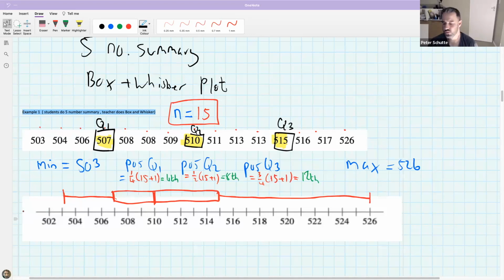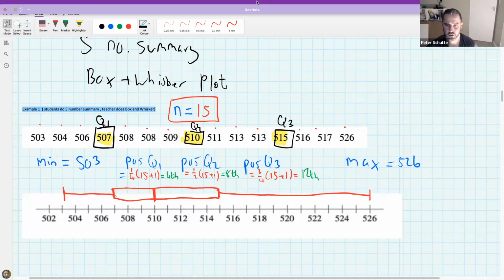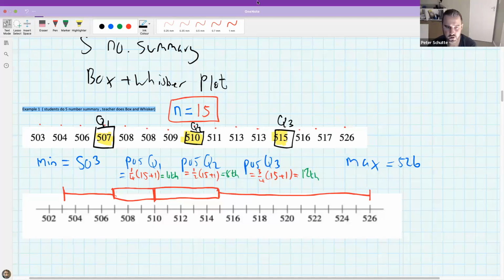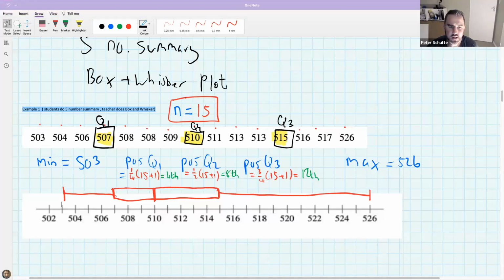Okay, so I've drawn my box and whisker plot, and I want to ask you, if you feel comfortable and you were able to draw this, let me know in the chat with a thumbs up. If you felt rushed or if you felt confused, let me know in the chat with a thumbs down. Again, be honest, because I don't always have your body language, and so I have to go on the thumbs.